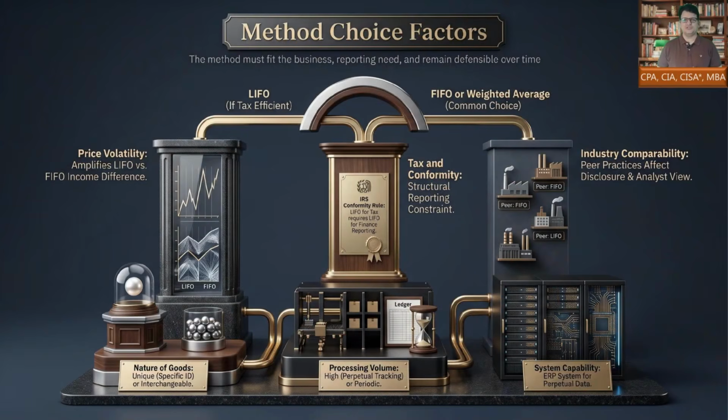Choosing a method requires business judgment. Inventory uniqueness matters because unique high value goods may support specific identification, while interchangeable goods may support average or FIFO. Transaction volume matters because high volume systems may need methods that the ERP system can support efficiently. Price volatility matters because it makes the income effect larger. Tax and conformity matter because using LIFO for tax can require LIFO for financial reporting. Industry comparability matters because users compare companies across peer groups. System capability matters because layer tracking, moving averages, and standard cost variance analysis require reliable data infrastructure.